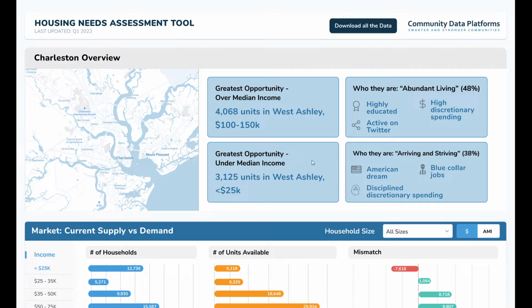Secondly, the Housing Needs Assessment tool shows the greatest opportunity under median income. Coincidentally, this is also in West Ashley for those making less than $25,000 per year. This group of people are arriving and striving. They are committed to the American dream. They're disciplined in their discretionary spending, and they most commonly have blue-collar jobs.